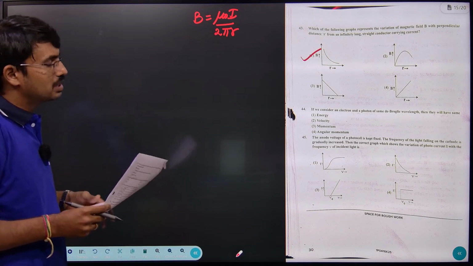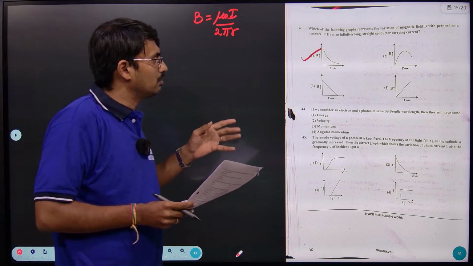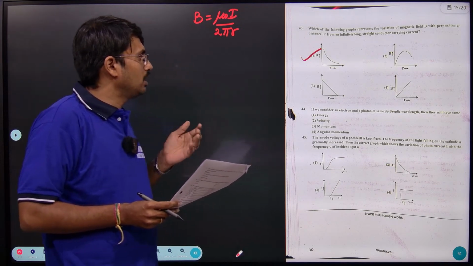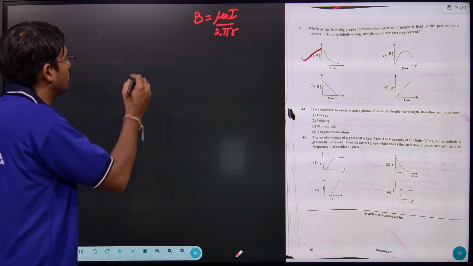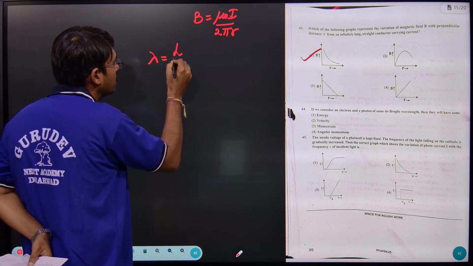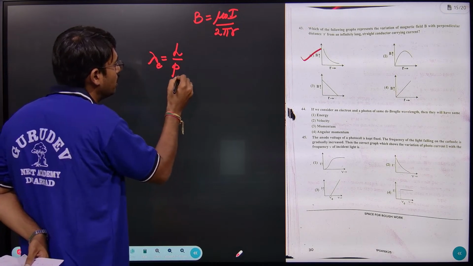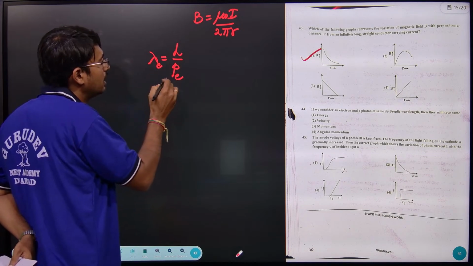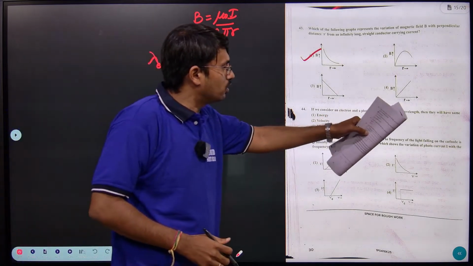So here, it is slightly a tricky kind of question. Look here, electron and photon have the same de Broglie wavelength. Then which quantity will be the same? So what is the equation we know for the de Broglie wavelength? That is lambda equals h by p. Now if we are writing for an electron, this p is for an electron also. And next, what we have is a photon.